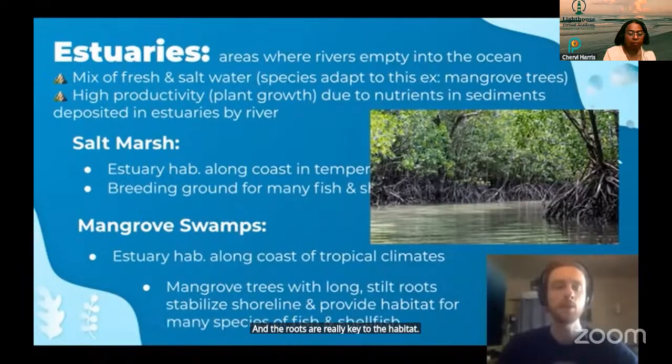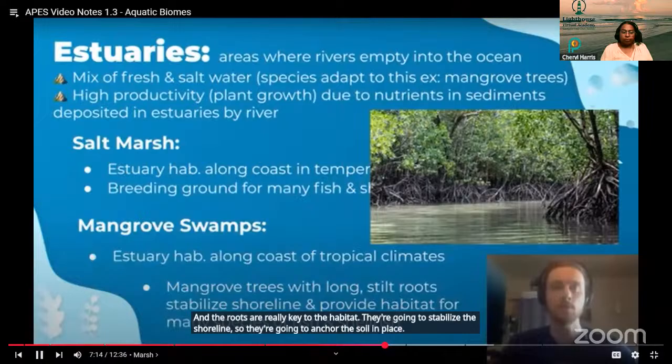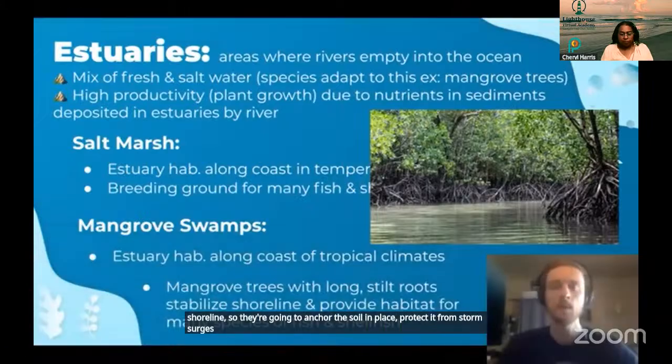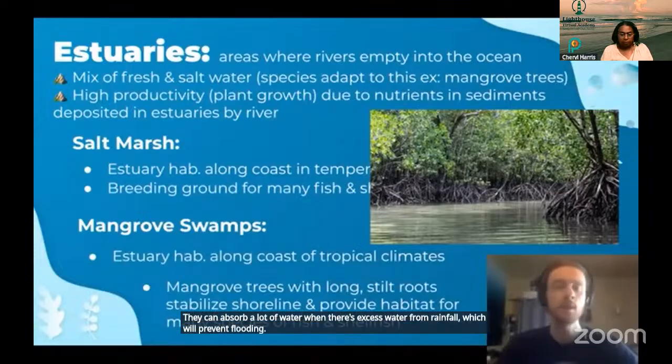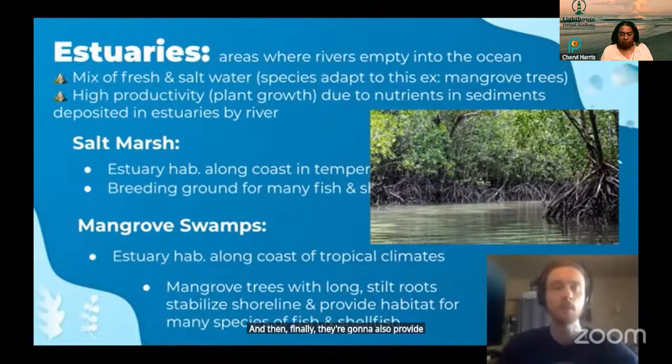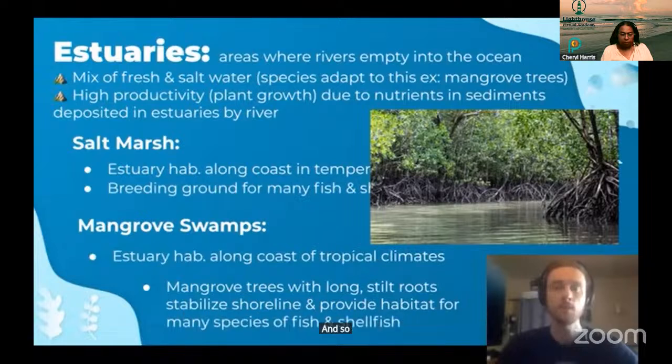They're going to stabilize the shoreline, so they're going to anchor the soil in place, protect it from storm surges or really high winds. They can absorb a lot of water when there's excess water from rainfall, which will prevent flooding. And then finally, they're going to also provide a super important habitat for a bunch of different fish species that are going to basically swim among these roots, find protection from predators, find food to eat. And so they're a really vital estuary habitat.